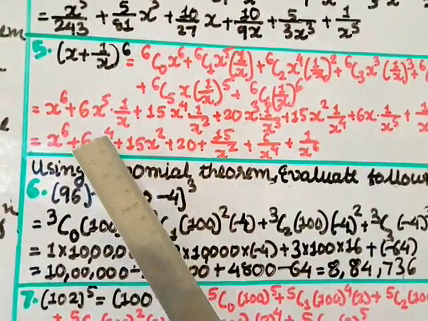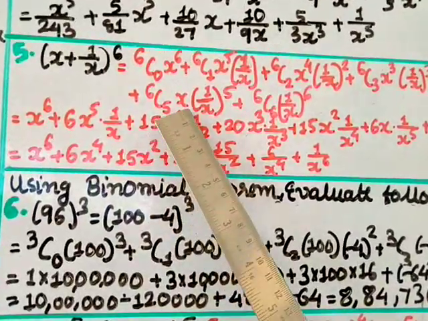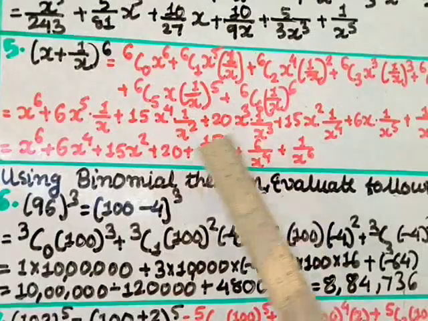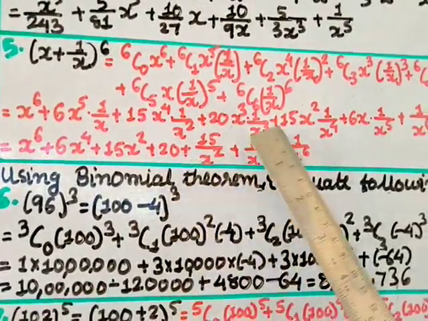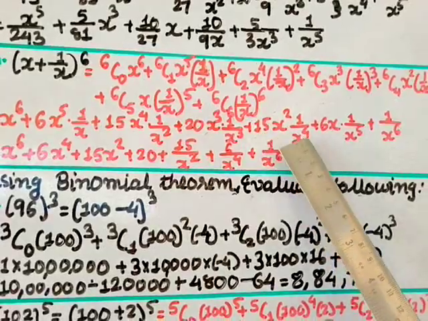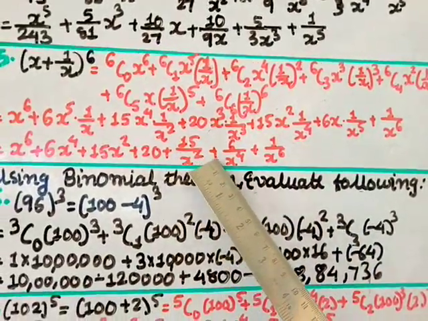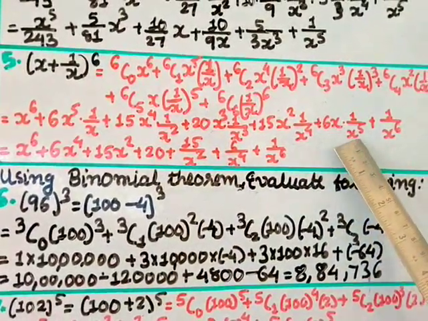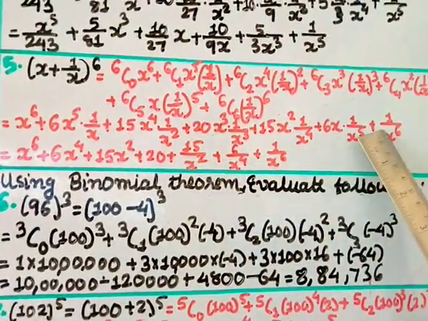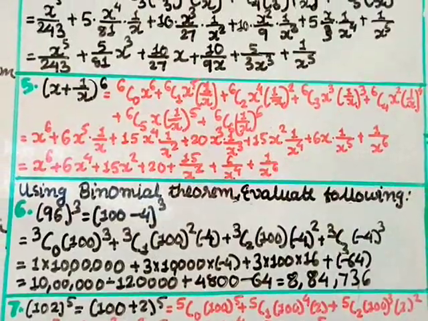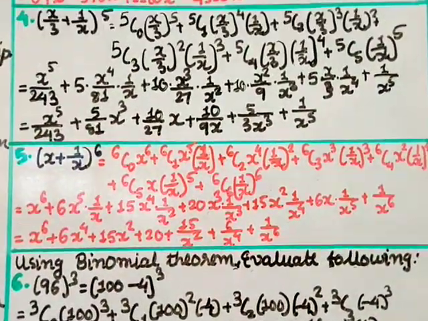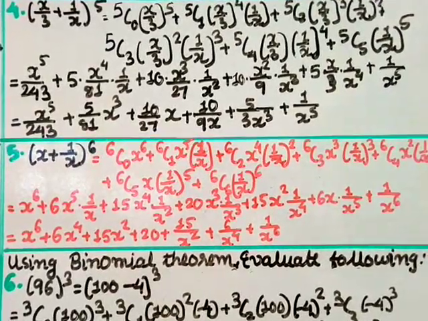Okay, so here x^6, plus 6x^5 and 1/x, so this you can cut, you get x^4, plus 15, here x^4 and x^2, so you get x^2, plus 20, x^3 cut, so here only the constant term, plus 15, here x^2 and here 1/x^4, so x^2 you can cut, so you get here 15/x^2, plus 6, here x and divide by x^5, so we get here 6/x^4, plus 1/x^6. Okay, so that is the expansion for question number 5. We'll keep this much for today. Thank you very much.